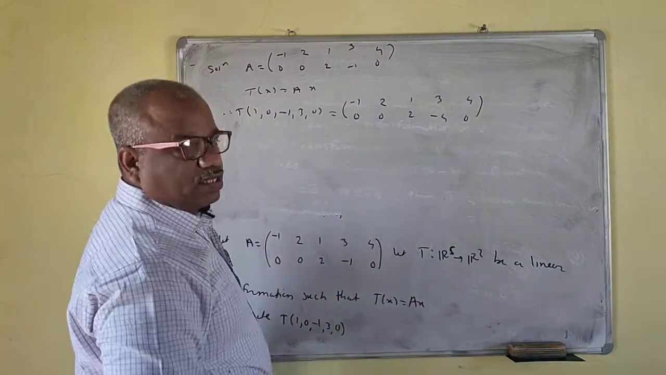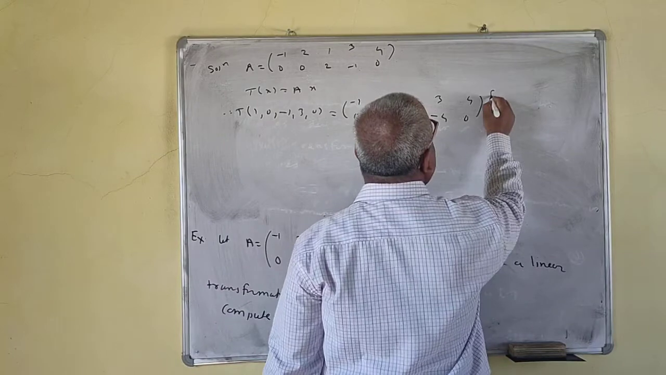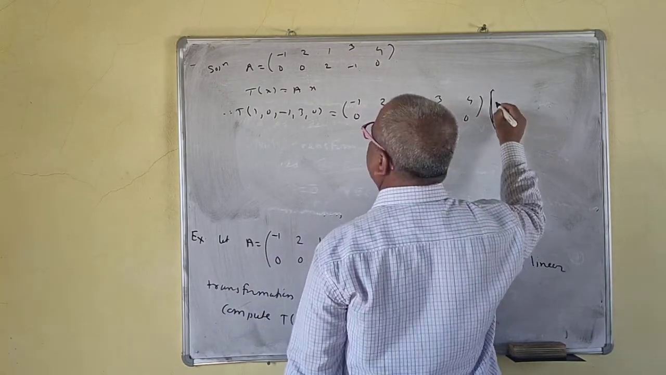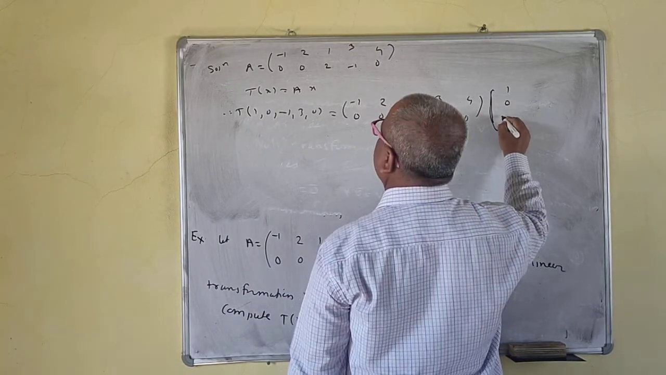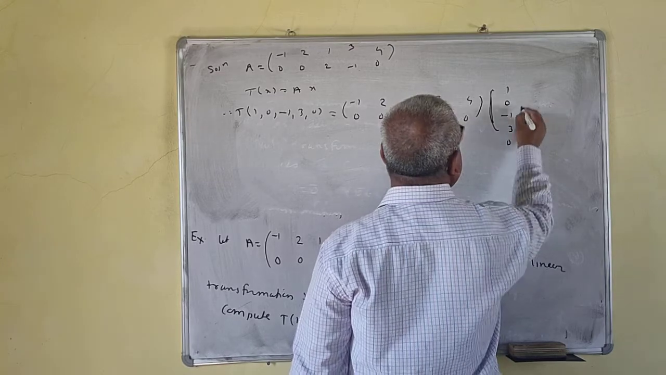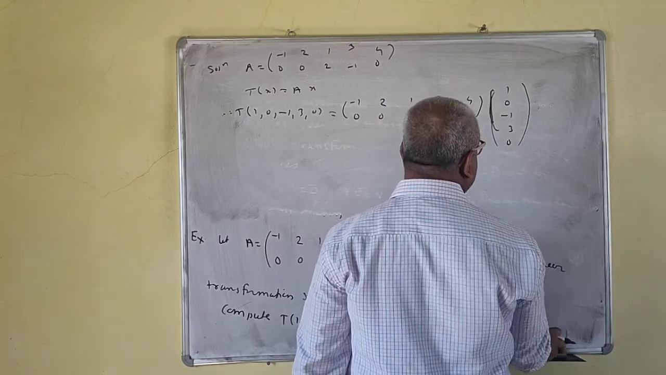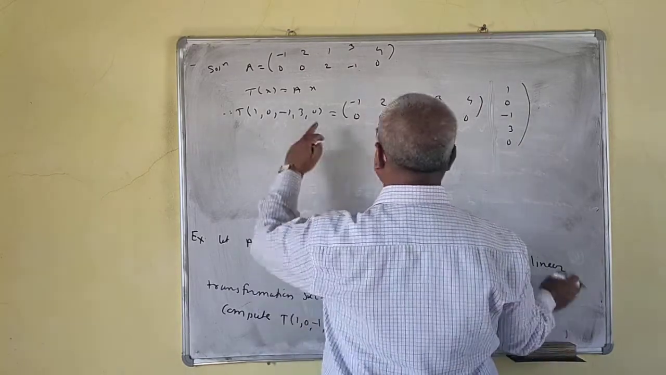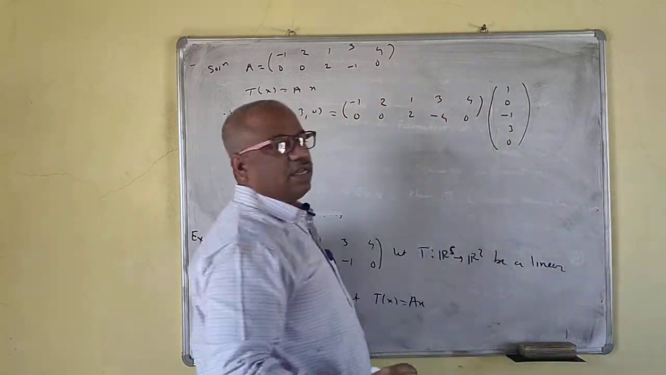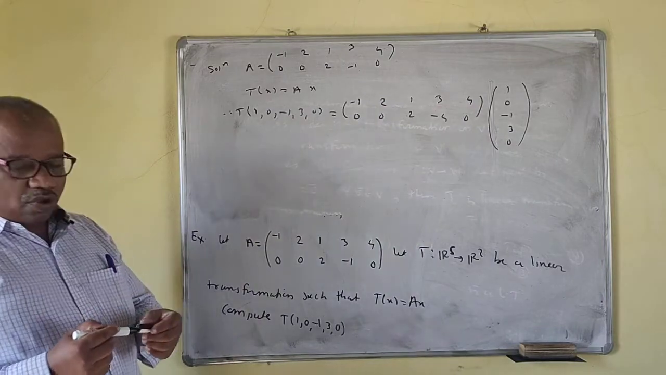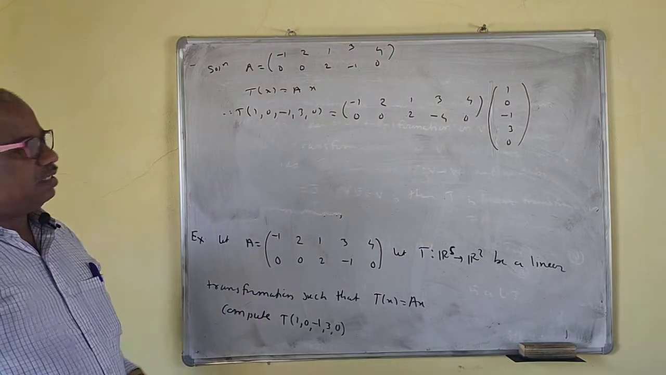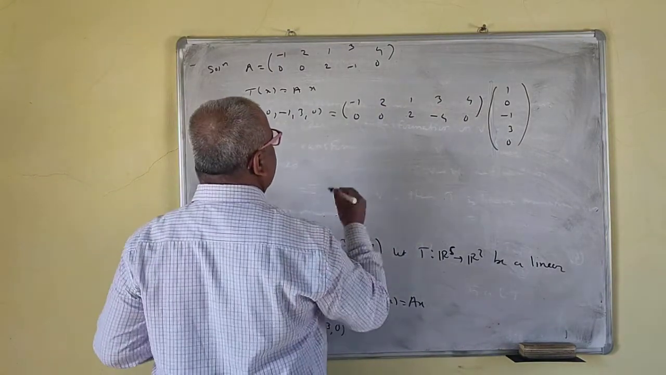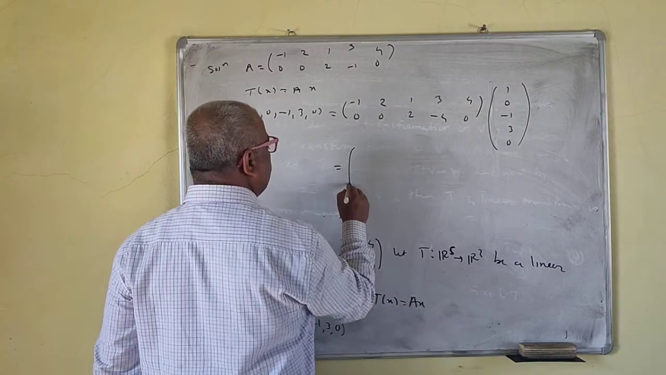Your x you have to write as a column. Here it is in a row, but you have to take it as a column, because if you write it as a row, then the product does not exist. Now we'll see the product.